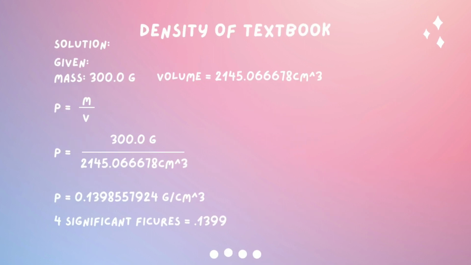Now that we already have volume, we can now compute the density. Again, the formula for density is mass over volume. So we have mass, which is 300.0 grams, over the volume, which is 2,145.066678 cubic centimeters. After dividing, we will get an answer, which is 0.139855792 grams per cubic centimeter.